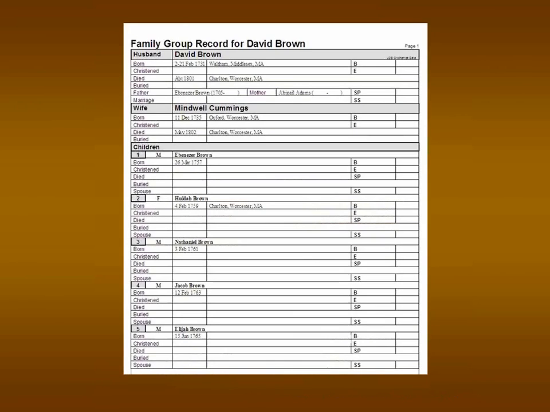So I did a bit of research and I put it together in a family group sheet, and this is what I found out about David Brown. He's from a Brown family that originally comes from the Waltham area in Massachusetts, and he married a woman named Mindwell Cummings. Now Cummings is a very prevalent name in Charlton, Mass, and interestingly enough, it's also a family name for Nathan Brown's wife, Molly. I believe her grandmother was a Cummings, so I thought, wow, this is very promising.